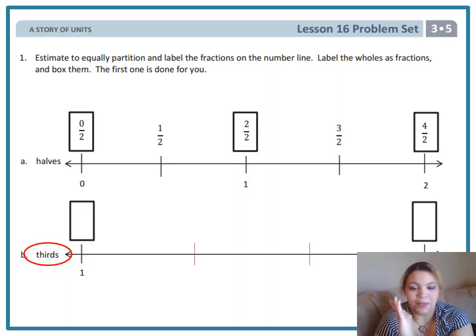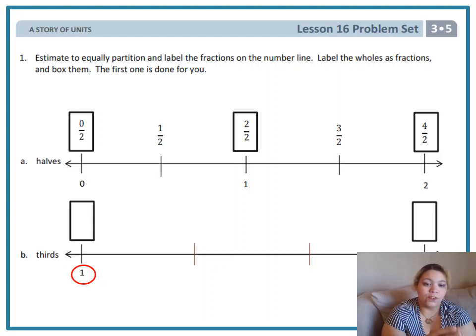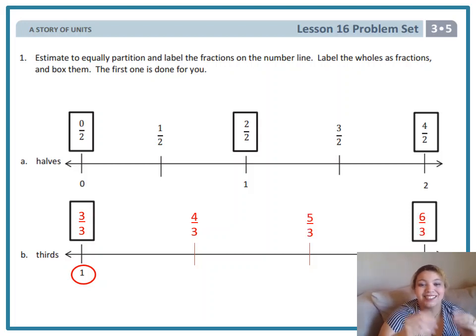3 equal pieces. Now that we know that they're thirds, and that we are starting at 1 whole, we're not starting at 0, that tells us that our first fraction is going to be 3/3, because it's already equal to 1 whole, just like so. All right, now from here, it's easy peasy. We're starting at 3/3 and we can continue counting on until we get to our next whole at 2. Ready? So count with me: 3/3, 4/3, 5/3, and 6/3.